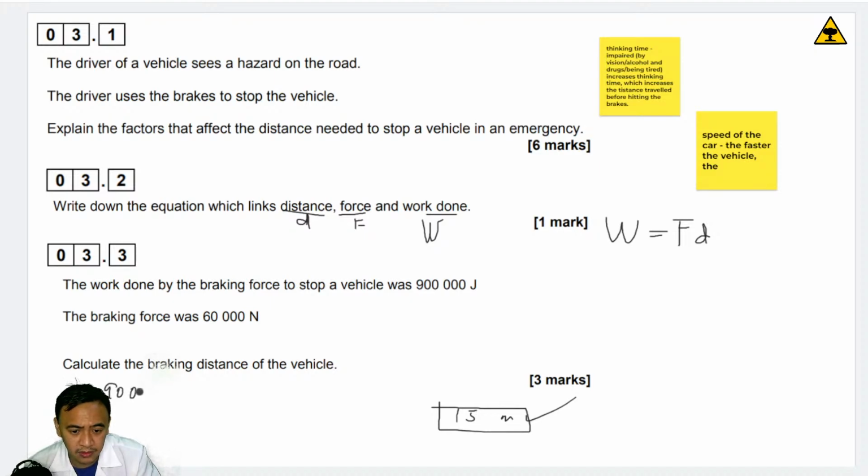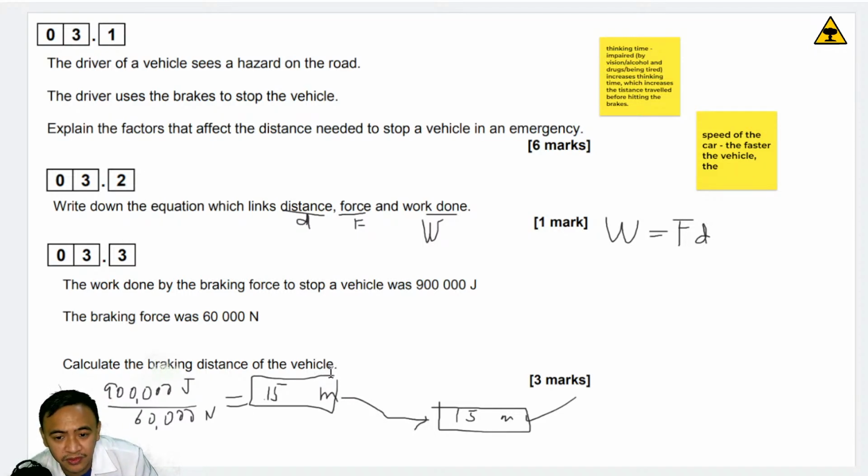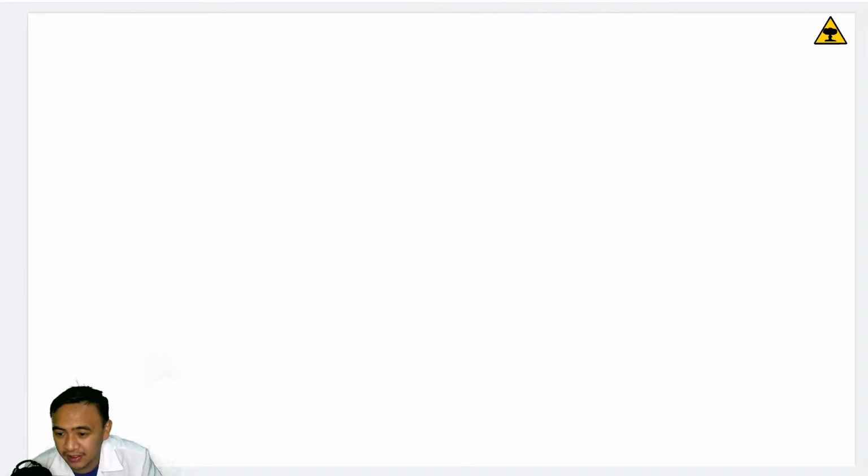900,000 divided by 60,000. This is joules, this is newtons, and that's going to give you 15 meters. Let me just double check. I think you get your full 3 marks just for this working. First you would write 900,000 equals 60,000 times distance. Okay, so correct. You get 3 marks, full. All right, let's move on.